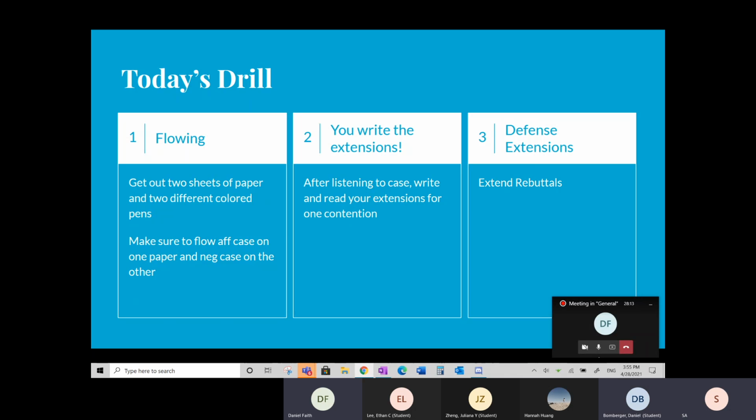Okay, that's okay. I just read 2 cases on F and Neg, and so just get 2 pieces of paper out and 2 pens, and okay, so on F case, just write contention 1 is mergers.